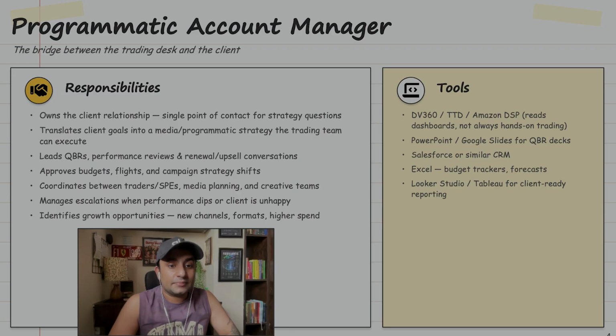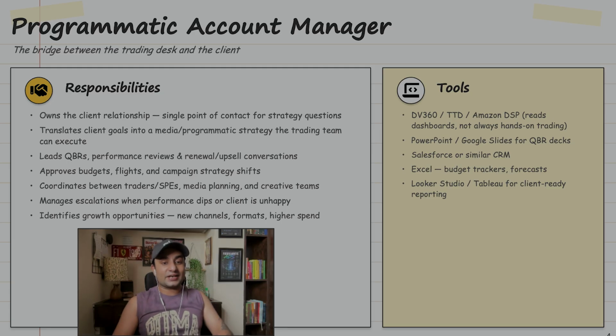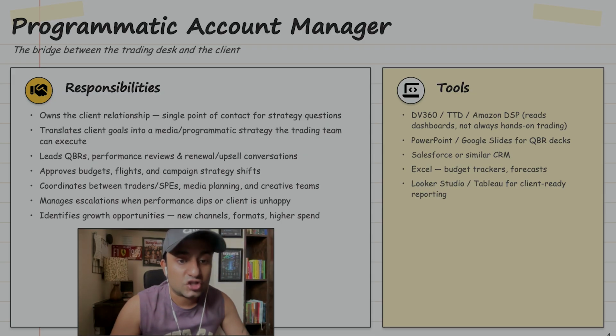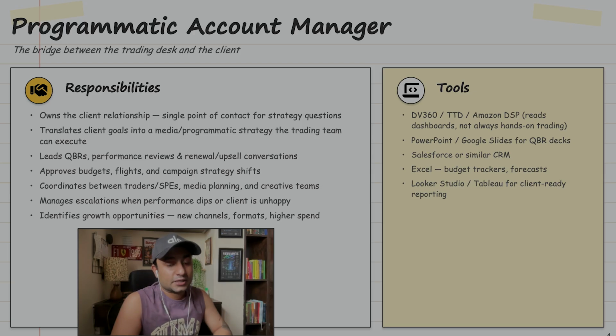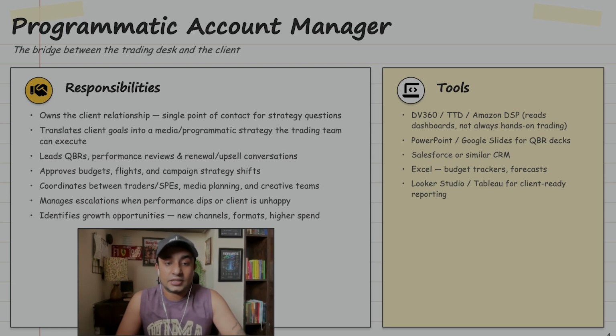The trading team can then execute them. You lead QBRs, performance reviews, renewal and upsell conversations, to increase budgets or decrease budgets at certain line items. You do all that. You get the approvals for budgets, flights, and campaign strategy shifts. You are the person responsible for deciding the strategy alongside the client, that this should be your strategy going forward on certain channels. You're the coordinator between traders and senior process executives, the media planning team, and creative teams.